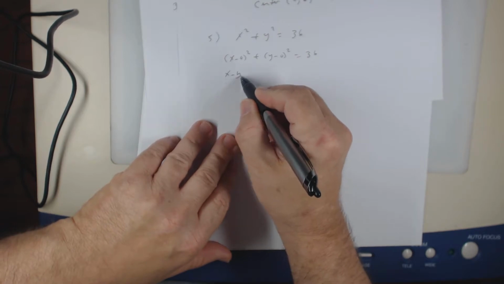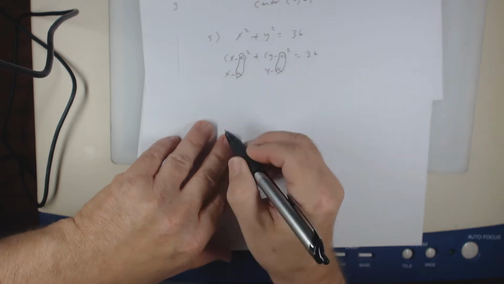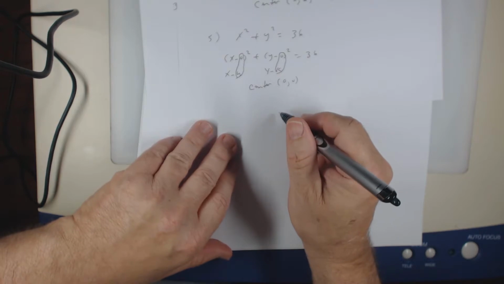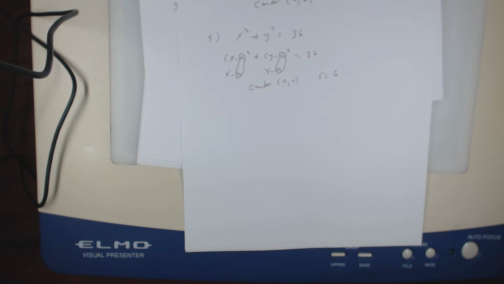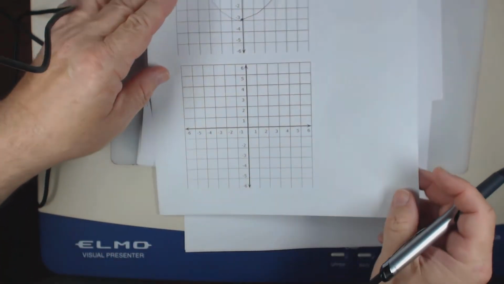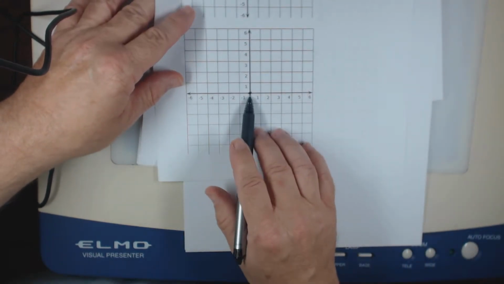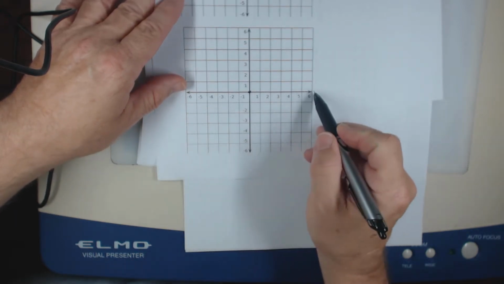So x minus h, I found my h. My h is 0. Y minus k, I found my k. K is 0. So the center is 0, 0, which is the origin. And the radius is what? 6. So when you graph this, the origin is where the x and the y axis intersect. So that's the origin. That's 0, 0. And I go 6 units each way.